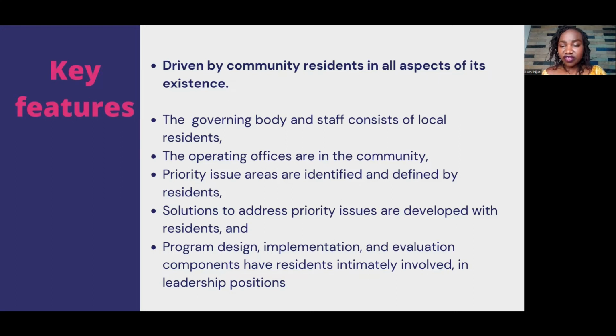The solutions to address the priority issues are developed with the residents. So you have to involve the community a lot. You come together, call barazas, call people, and let them participate and raise the priority issues that they want to address. They are involved in program designing, implementation, evaluation, and everything. In all components, you have to involve the community and even the community leaders. So it's really a community activity.